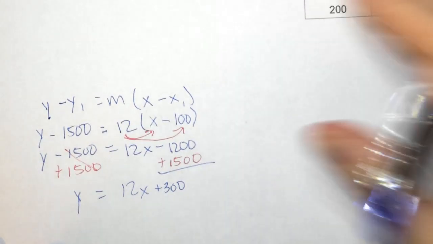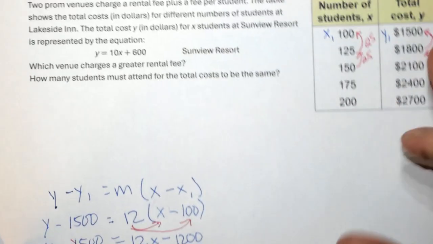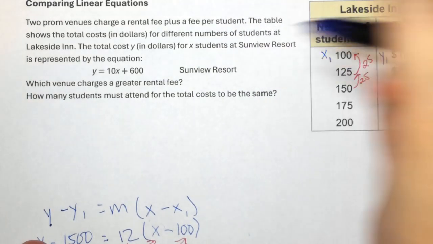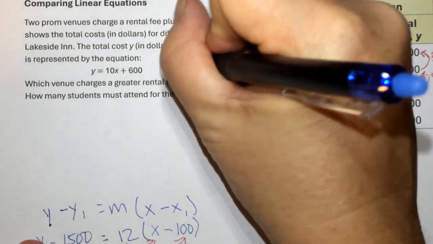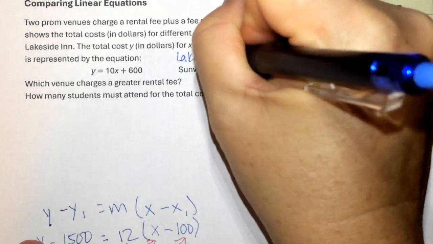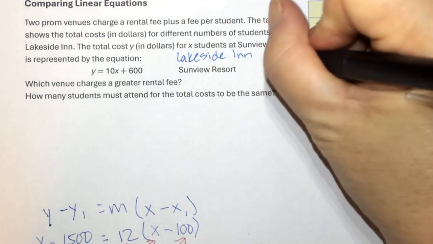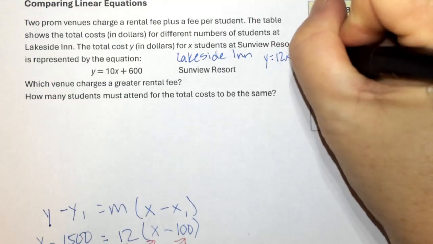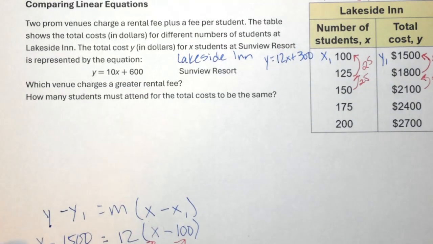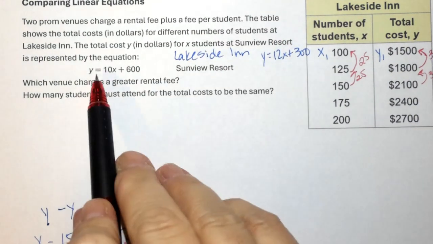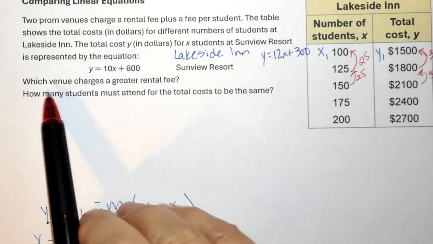So I'm going to move my paper back down and write this equation up here. All right, so now we know Lakeside Inn's equation is y equals 12x plus 300. So now I can compare these, right? So now let's answer some questions.